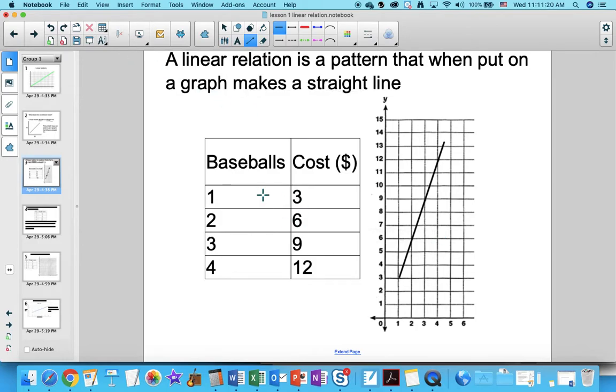If the table on this graph were to give me dots that look like this, I'll use red. Like that. Well, if I were to draw the lines connecting, well, it bent. It's not linear. It's not a straight line. So that is not a linear relation. Once again, a linear relation is when you put the data on a graph and you create a straight line.